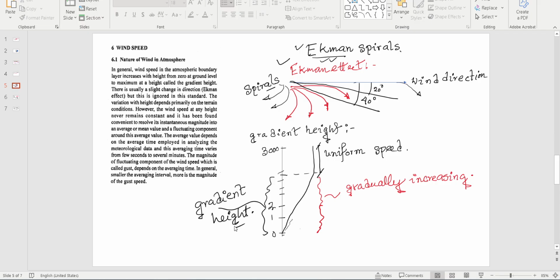That means if we analyze the wind speed, we see that from zero to a particular height the velocity of the wind differs, and after that it becomes uniform. That means after a certain height the velocity of the wind is uniform, and from 0 to that height, from 0 to h, the wind speed is varying. So that's why it is called the gradient height. It is clear now.